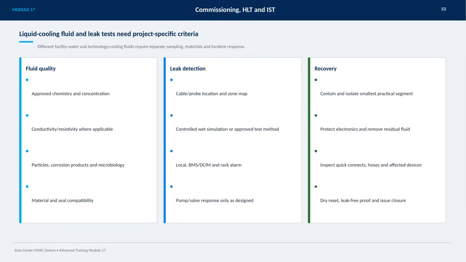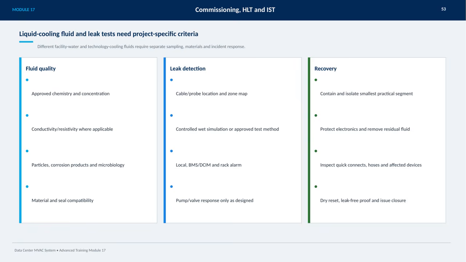When dealing with liquid cooling fluid and leak tests, it's crucial to understand that project-specific criteria must guide every step. Different facilities use distinct water types and cooling fluids depending on their technology, and each requires unique sampling protocols, compatible materials, and tailored incident responses. We start by ensuring fluid quality, which includes verifying approved chemistry and concentration levels, and measuring conductivity or resistivity where applicable. It's also essential to monitor for particles, corrosion products, and microbial contamination to maintain system integrity.